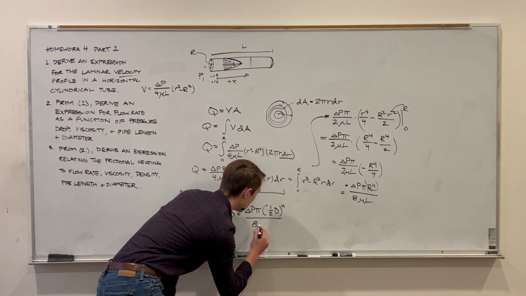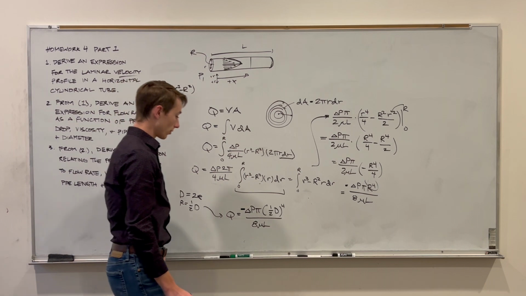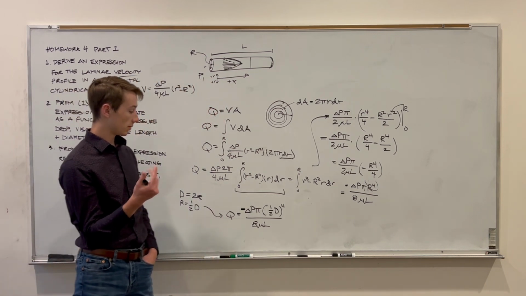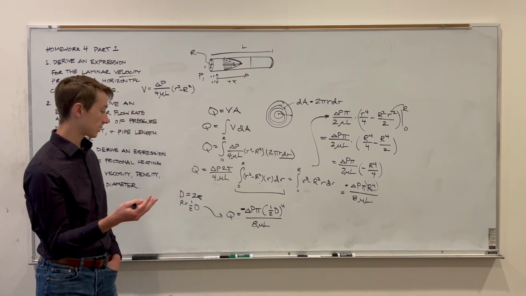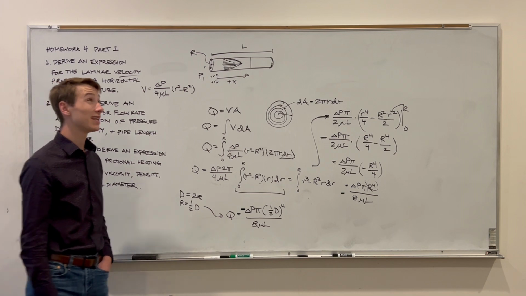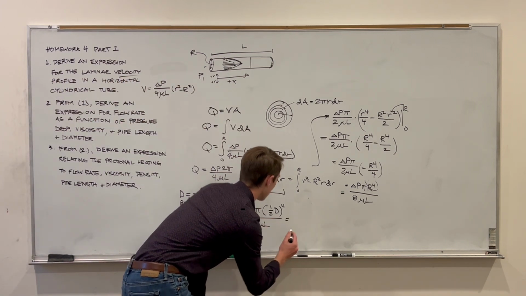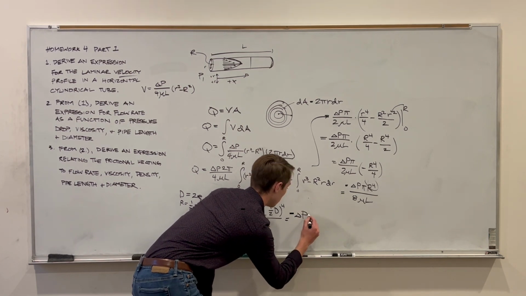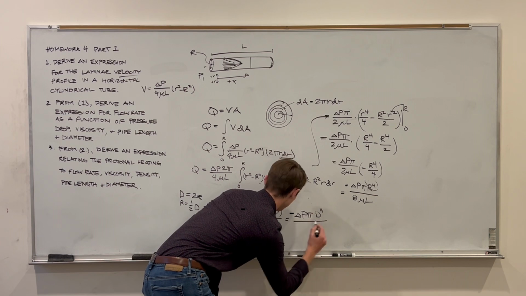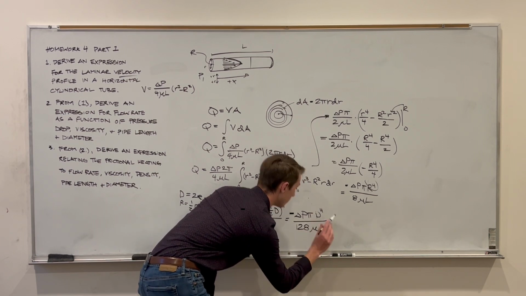Over 8 UL. Let's see, 1/2 to the 4th power is going to be 2 times 2 is 4, times 2 is 8, times 2 is 16. 16 times 8 is 8 plus 48, is 128. All right, so our final expression is delta P pi d to the 4th power over 128 mu L.